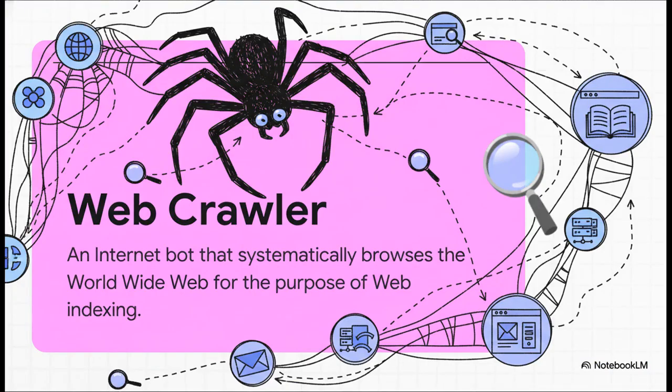Okay, so what is a web crawler, or a spider, as it's sometimes called? You can think of it as an automated script. Its only job is to visit web pages, read them, and then follow all the links on those pages to discover new ones. It's pretty much exactly what you do when you browse from site to site, except it does it on a massive, superhuman scale.